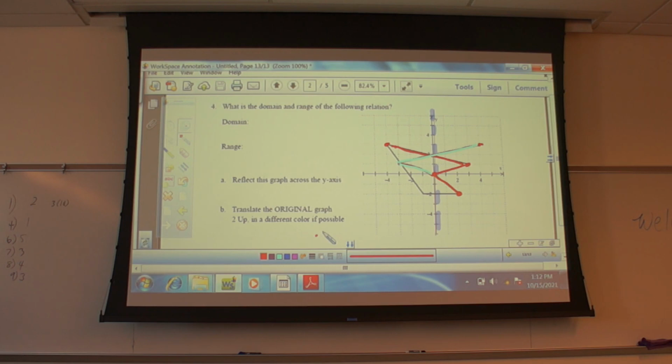Where's the y-axis? Show me the y-axis. 4, 3. So how about if I reflect that point across it, where does it end up? -3, yeah. And that one, -3. This point, where does it end up?